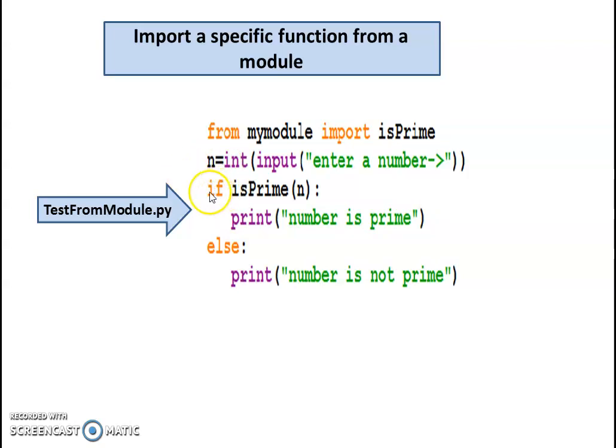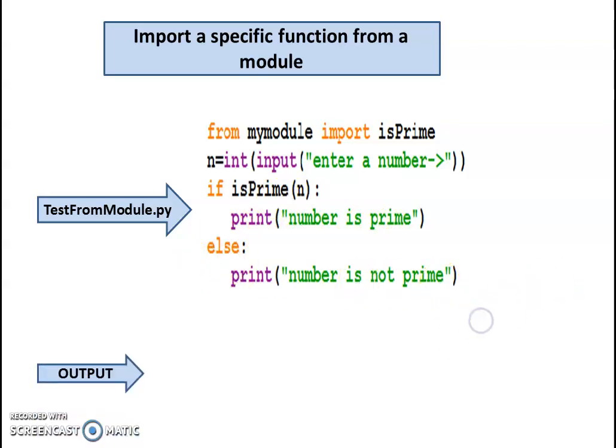Next we have put conditional statement. We are invoking is prime function with this particular argument, and here you can see we are writing is prime directly. We are not using any dot notation, because in this particular case we have imported only is prime function of this module. So we write is prime directly without dot notation. Here we are passing this argument, and based on this particular number it will return true or false, and it will print number is prime or it will print number is not prime.